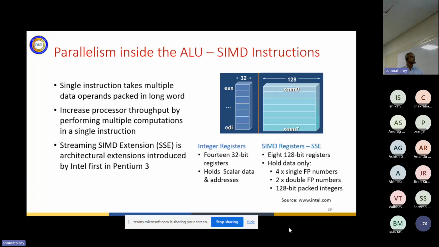What do codecs do? Codec is coder, decoder. So MPEG-4 has a codec, MPEG-3 has a codec. These are written in software. So this is how SIMD works.